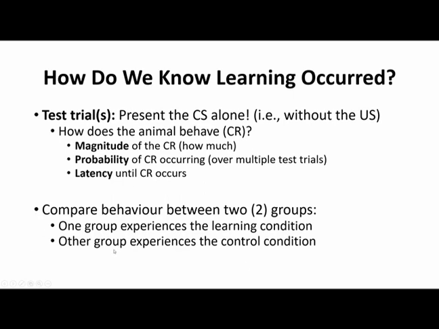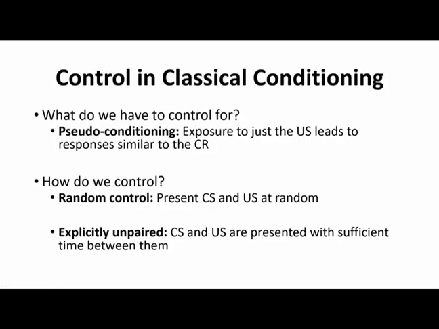If we want conclusive evidence of learning, then we're going to need to compare two groups, and we're going to want to have some kind of reliable measure of how that behavior is different between the two groups. And of course, if we're conducting good science, we're going to want some kind of control here.